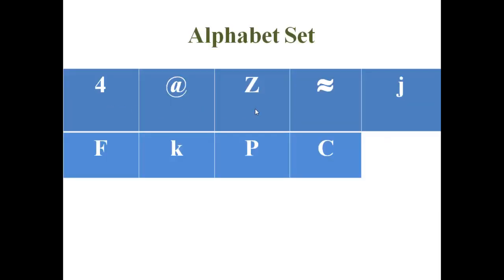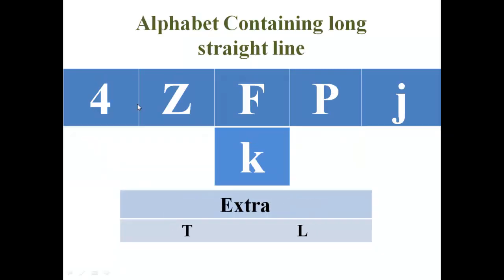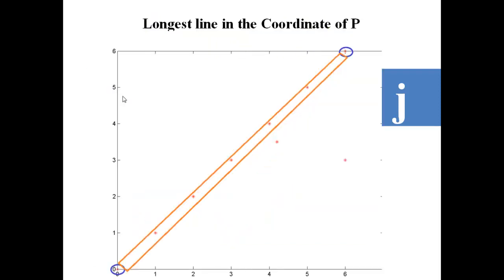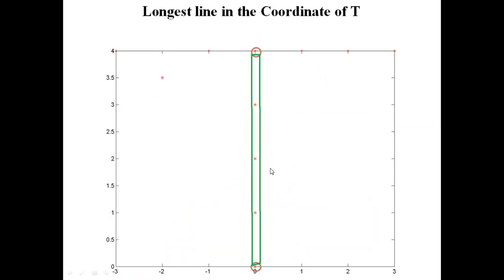The symbols that were given to us are shown on the screen, and these are the two extra symbols we did. To follow a similar algorithm, first we separated the symbols which have a long straight line in them. For example, P, J, T, etc. The codes for these symbols contain similar starting.